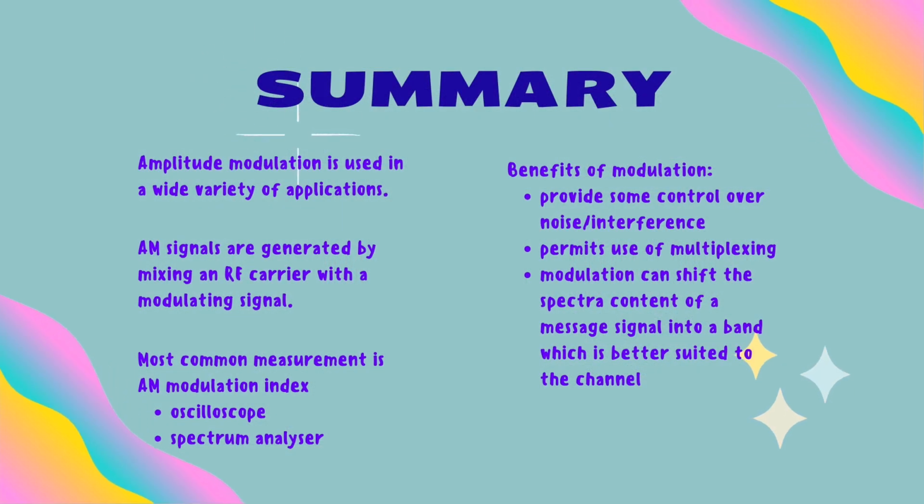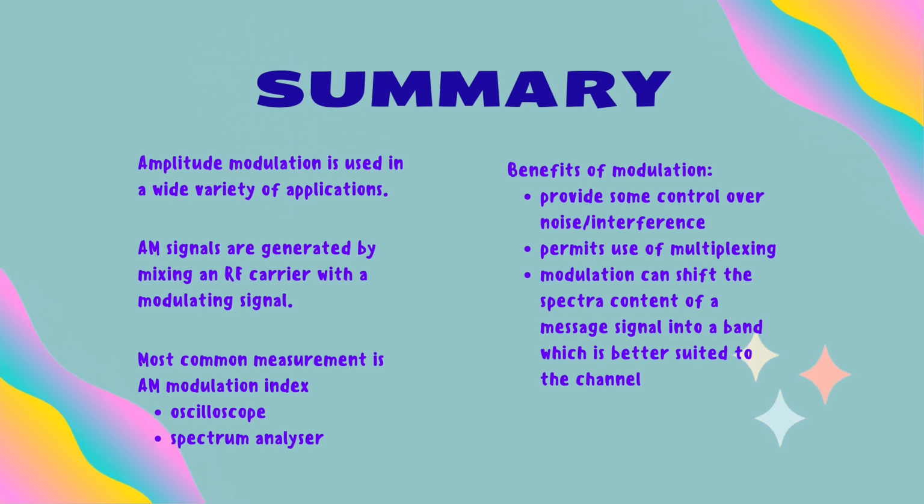So, in summary, amplitude modulation is used in a wide variety of applications such as broadcasting, avionics, and EMC. AM signals are generated by mixing an unmodulated RF carrier with a low frequency modulating signal. Some benefits of modulation are that it can provide some control over noise or interference. Modulation also permits the use of multiplexing. Last but not least, modulation can shift the spectral content of a message signal into a band which is better suited to the channel, from low frequency to higher frequency.